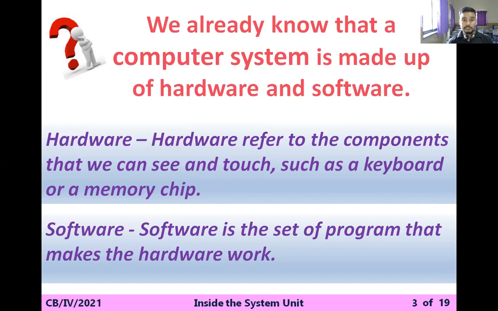But in other words, software are the set of programs. Programs means what? Programs means instructions written in programming language. So which language does computer understand? Computer understands only the language of two digits, 0 and 1. That is why it is called binary language. So computer understands binary language.